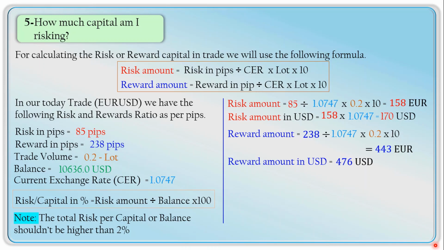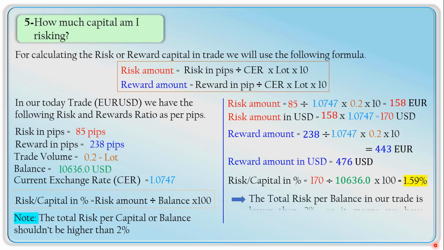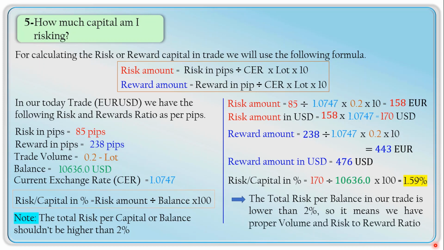Still, this is a good risk and reward ratio, but I need to find the percentage of this risk as per my overall balance. So I will use this formula. Risk per capital in percentage is equal to the risk amount divided by total balance times 100, which is 1.59%. The total risk per balance in our trade is lower than 2%. So it means we have proper volume and risk to reward ratio.